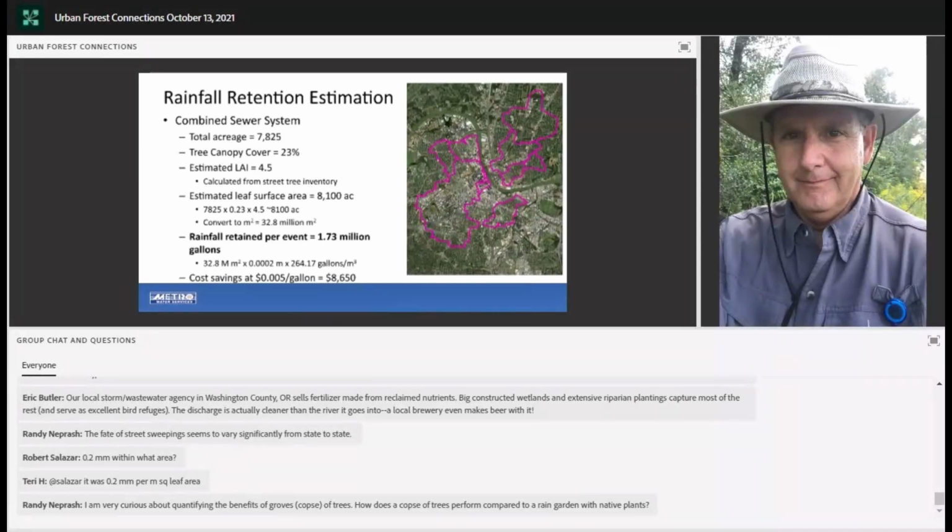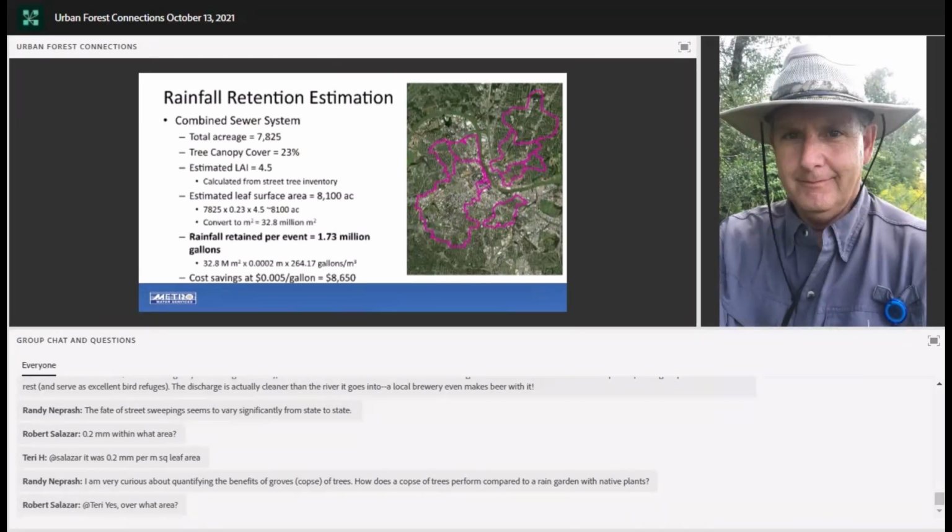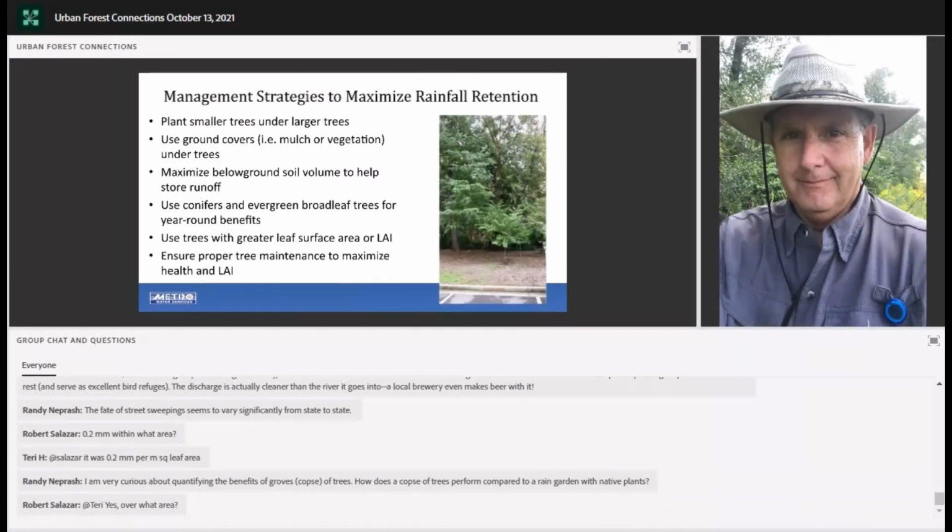In this instance, it's $8,600 every time it rains. In 2020, we had over 50 rainfall events that were greater than 1/10 of an inch. So that can add up, and that's helpful for us to know.